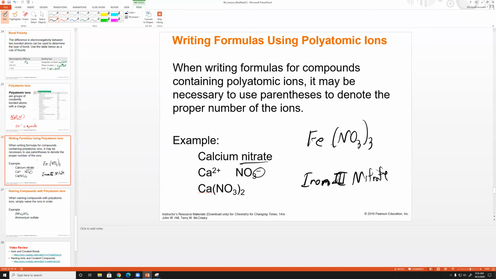Where iron is a transition metal, you have to figure out the charge. NO3 is -1. There's 3 of them. This has to equal -3. Therefore, the iron has to be +3. Cool. Good. All right. Here's some other examples.